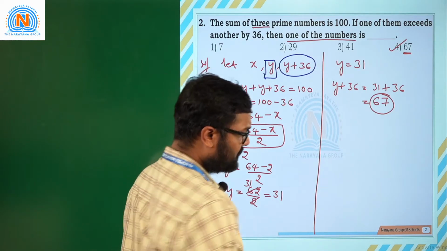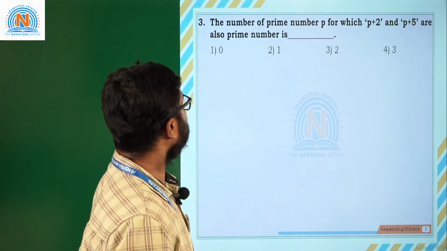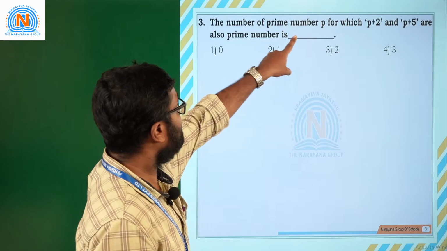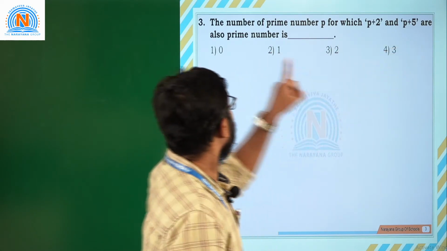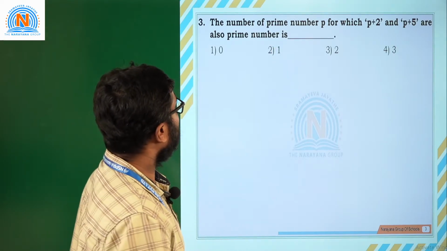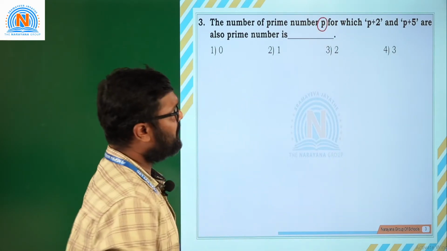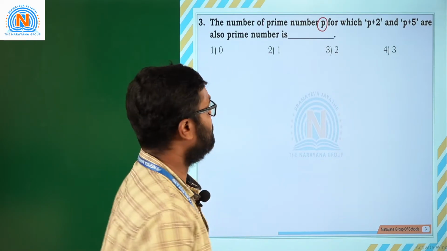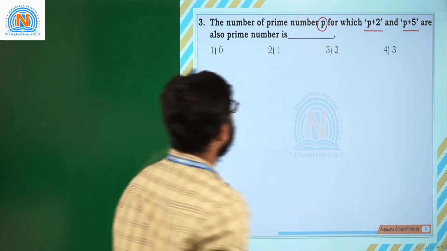So let's discuss the next question, children, the third question on the screen: the number of prime numbers p for which p plus 2 and p plus 5 are also prime numbers. So that means p is any prime number, for which p plus 2 and p plus 5 are also prime numbers.